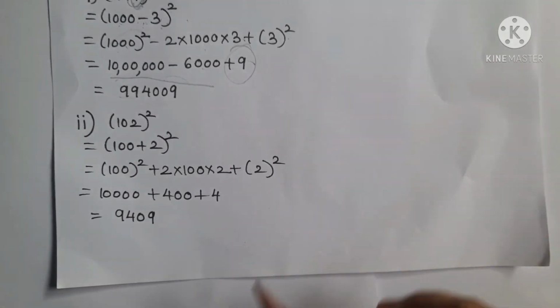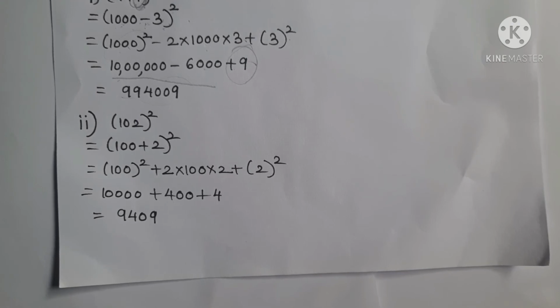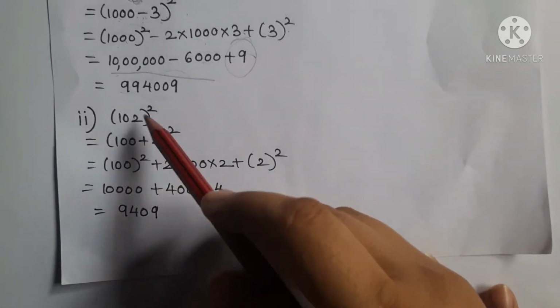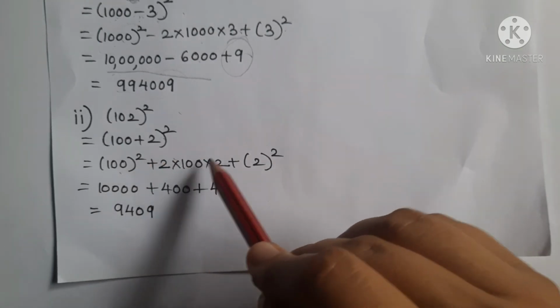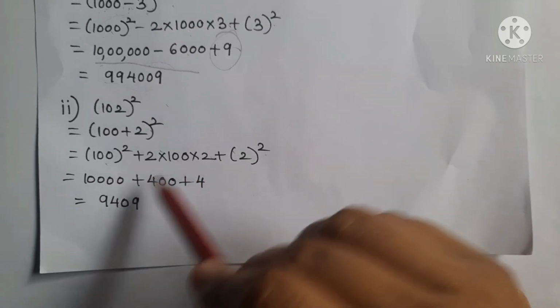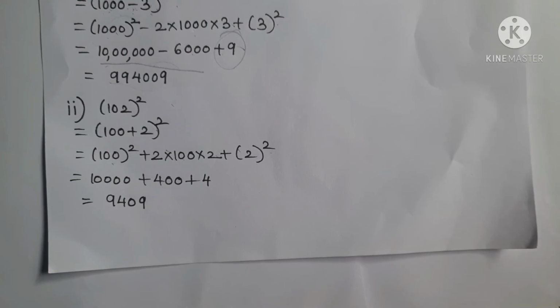Next, 102 square. Now 102, the units place digit is 2. It is close to which number? 100, right? You cannot take 105, neither can you take 110. It should be a multiple of 10. So 100 plus 2 the whole square means 100 square plus 2 into 100 into 2 plus 2 square. So find the squares of each number, multiply them and add. So you get the answer 9409.